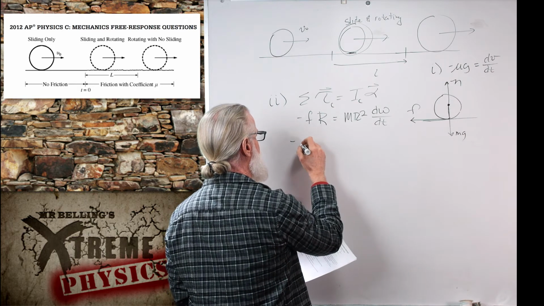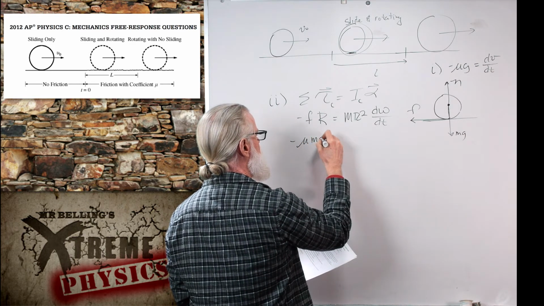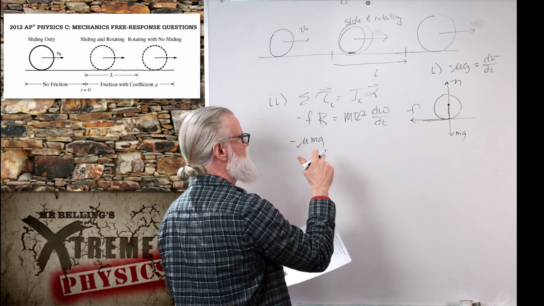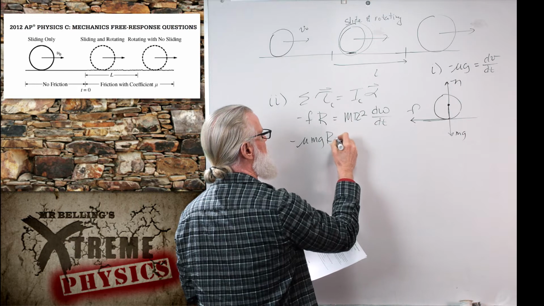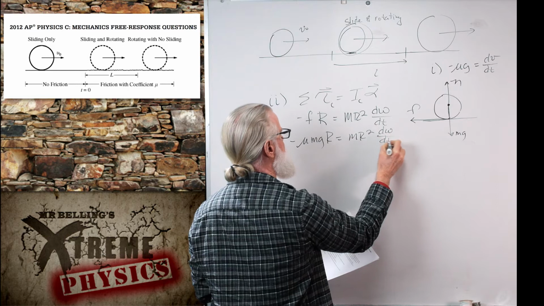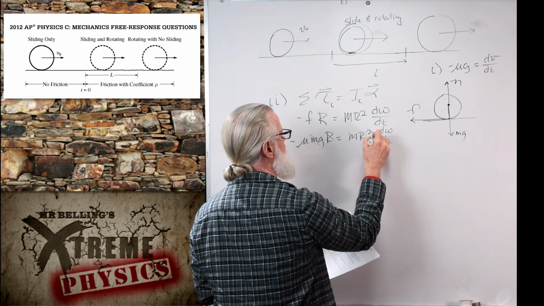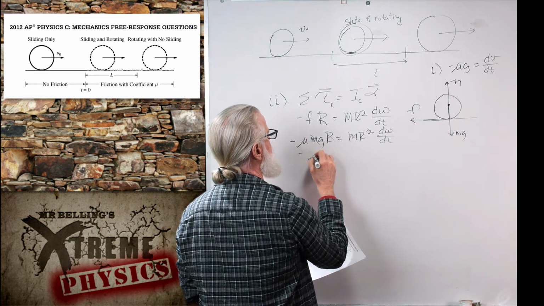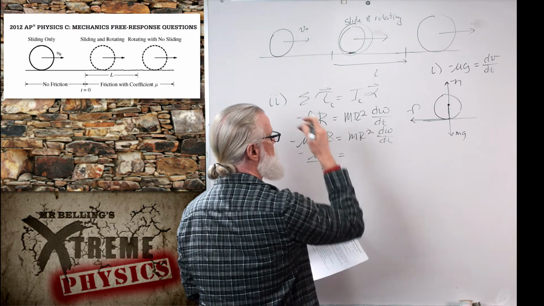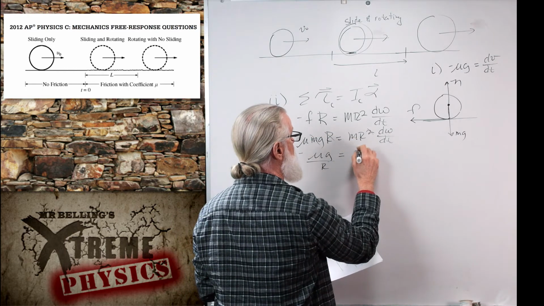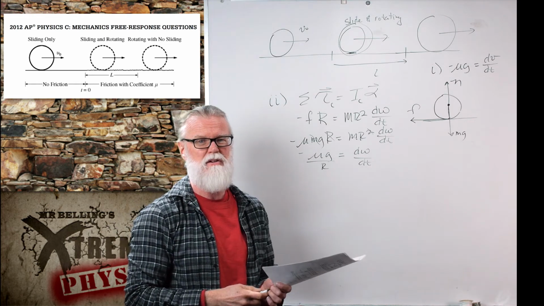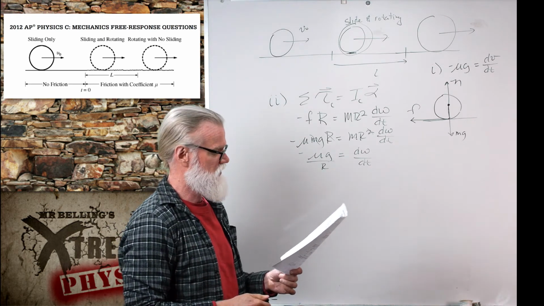Well, force of friction, this is kinetic, is going to be mu mg, coefficient of friction times the normal force, but the normal force equals the weight in this case. And r equals mr squared d omega dt. Let's just simplify this a little bit, and we end up with minus mu g. I'm going to bring r over. Mu g over r equals d omega dt. That's a differential equation, and that could be used to solve for omega, which is what we're looking for.